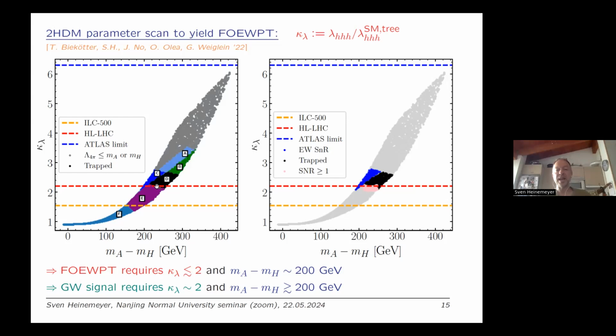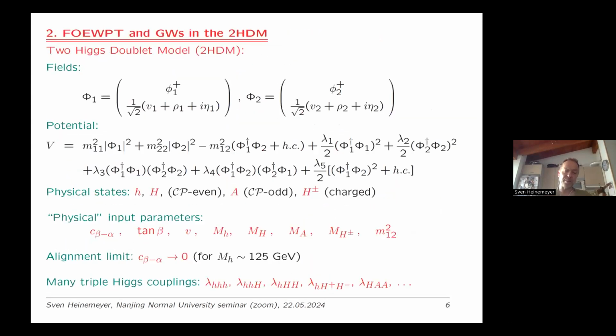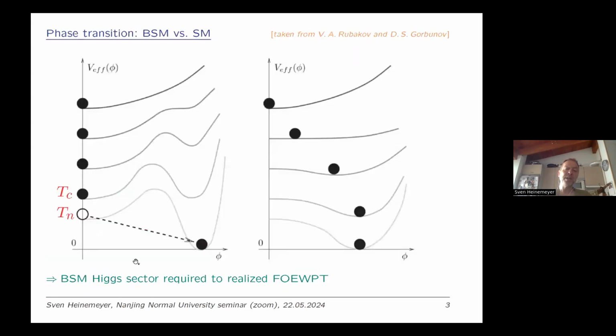Yeah, and only where we are close to the zone D, to the vacuum trapping zone, we get this larger signal to noise ratio. And it's the proximity that we need to this vacuum trapping zone for the gravitational waves that really requires this large kappa lambda. In general, I think in models where we have like 2 Higgs doublets, let's go back to this other slide that I showed in the beginning. This one here. We need this barrier.